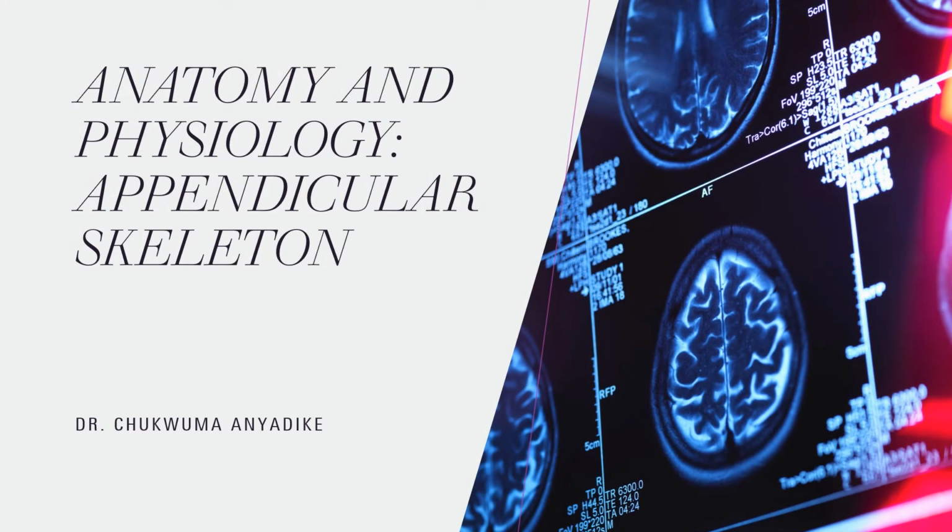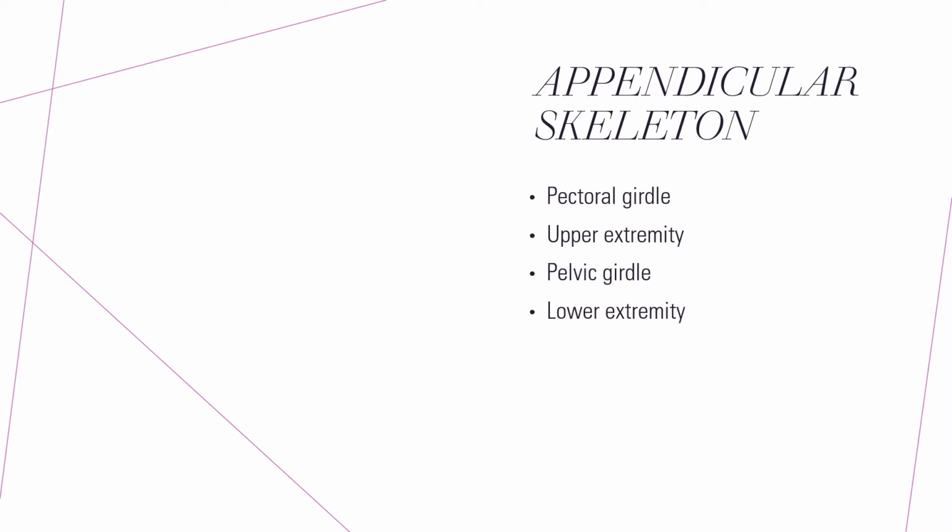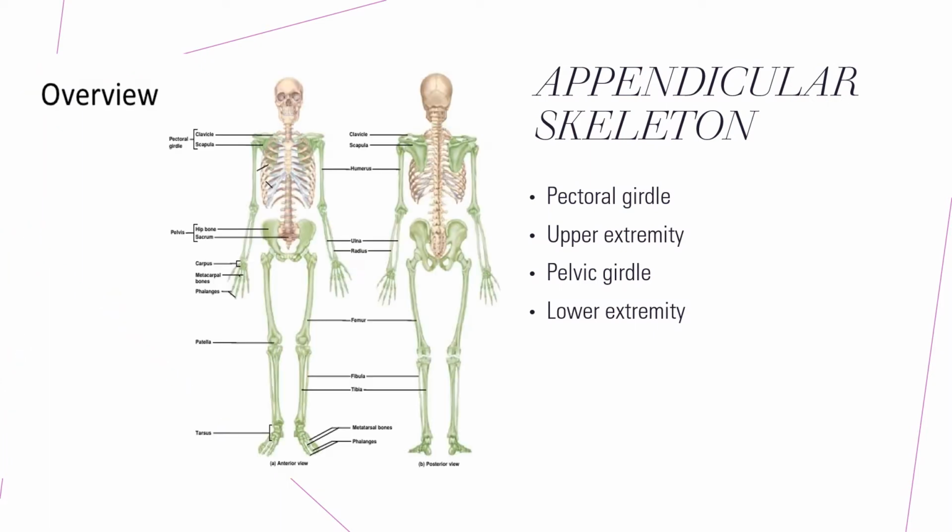Today's lecture is going to be on the appendicular skeleton. The appendicular skeleton consists of the pectoral girdle, the upper extremity, the pelvic girdle, and the lower extremity. All relevant anatomy is colored green, as you can see here.